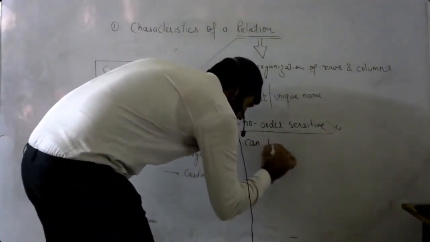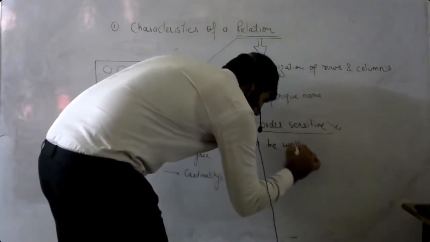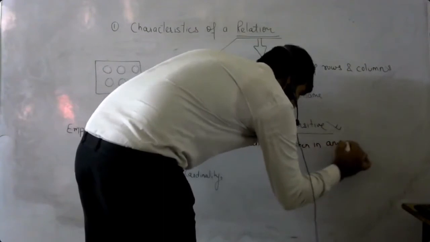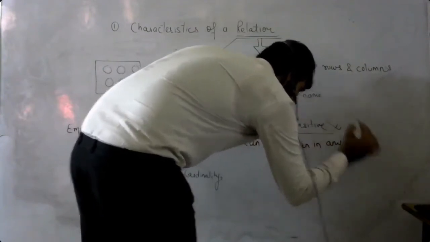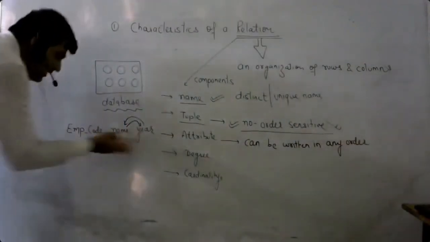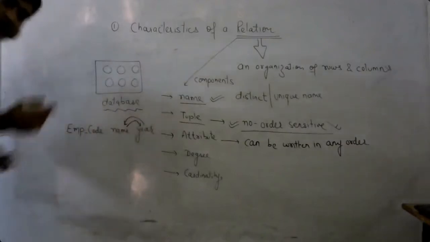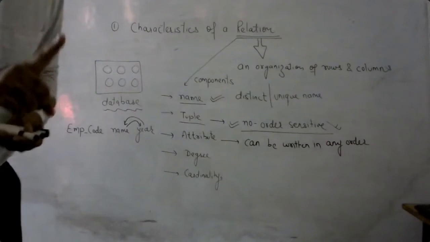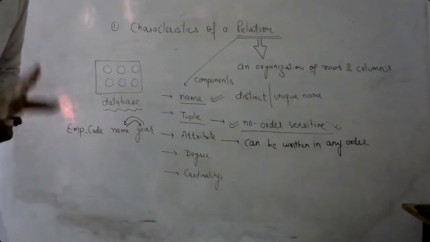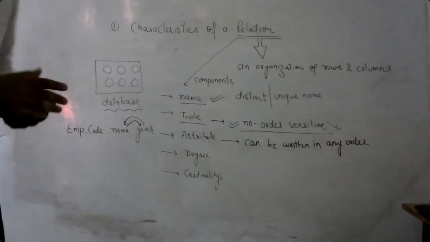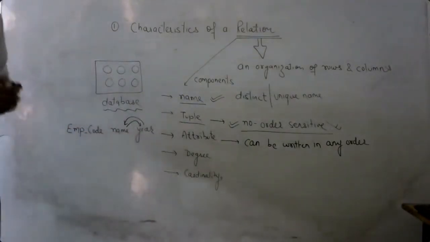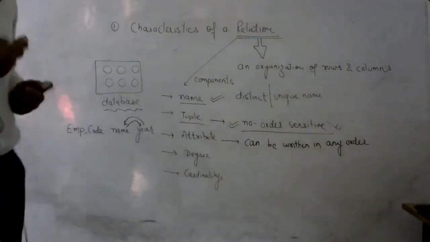Attributes can be written in any order. Suppose I want to write year here and name after it, no issue with it. But yes, it totally depends upon the developer who develops a table or a relation or a database, how he wants to put the attributes for his convenience.